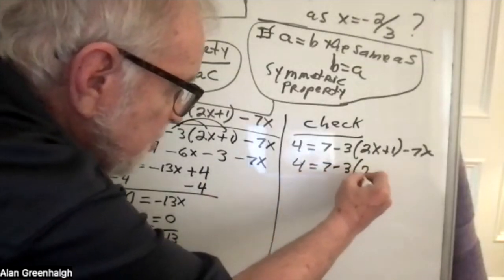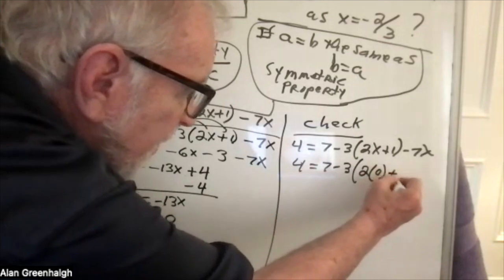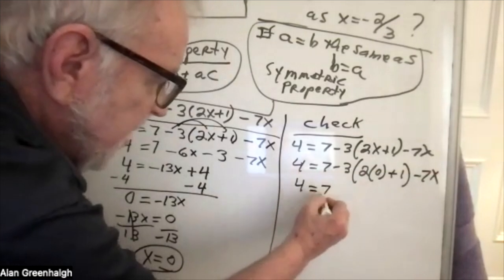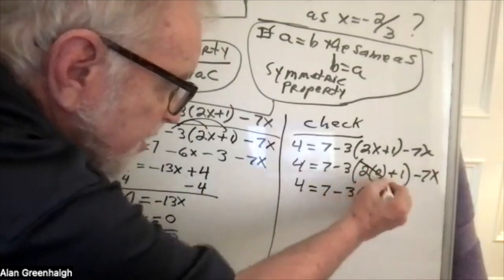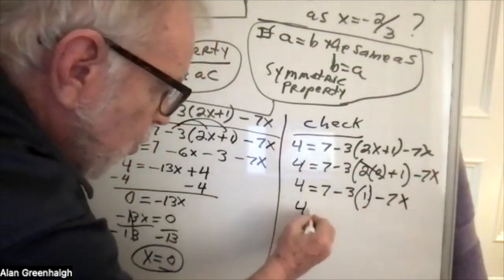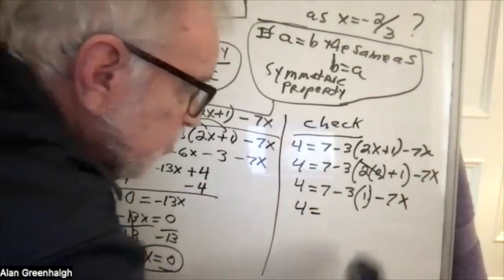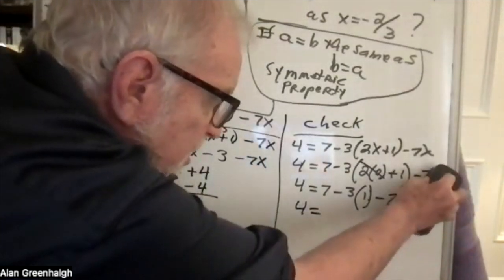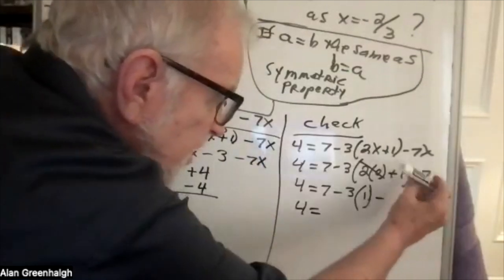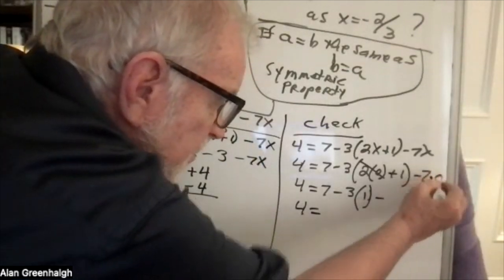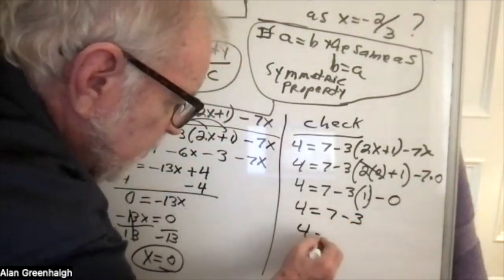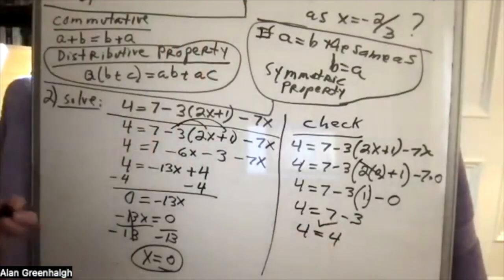But then you substitute and see what happens here. 4 equals 7 minus 3. This drops out times 1 minus 7x. 4 equals, and let's see, x we should replace with the 0 also, right? So this would become 7 times 0. And this is 0. And you can see that it's going to come out to 4 equals 4. And there's your check. Okay?